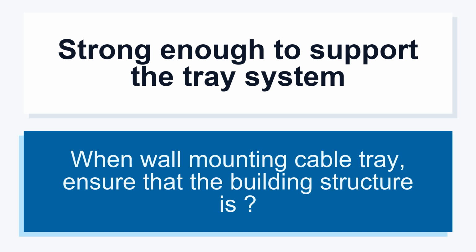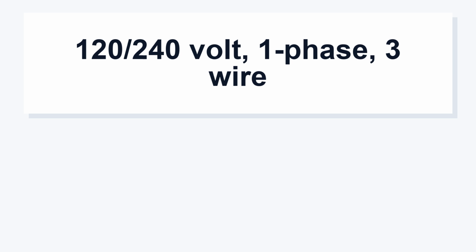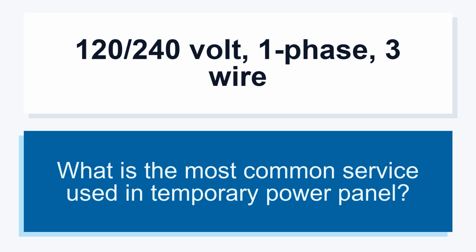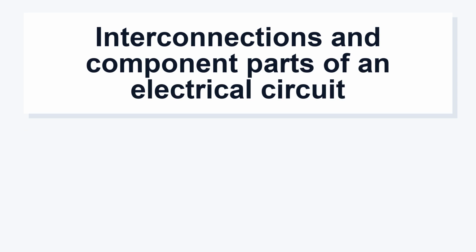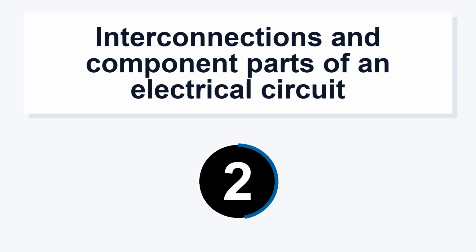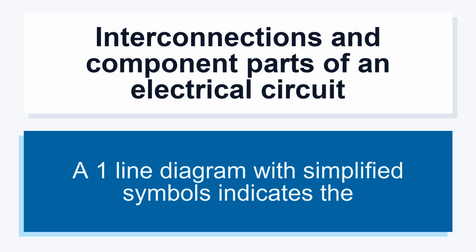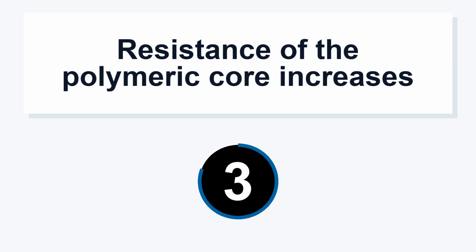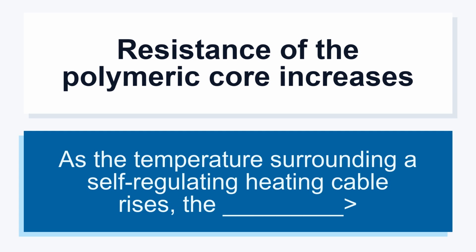When wall mounting cable tray, ensure that the building structure is strong enough to support the tray system. 120/240 volt, 1 phase, 3 wire. What is the most common service used in a temporary power panel? Interconnections and component parts of an electrical circuit. A one-line diagram with simplified symbols indicates the interconnections and component parts of an electrical circuit. The resistance of the polymeric core increases as the temperature surrounding a self-regulating heating cable rises.